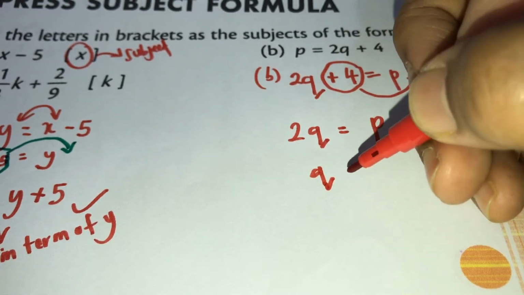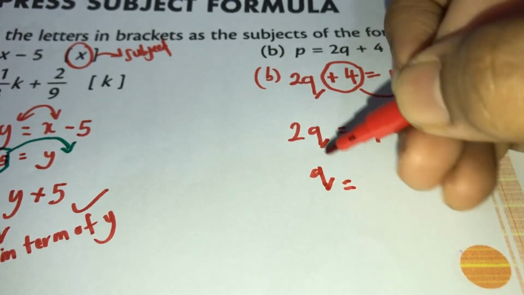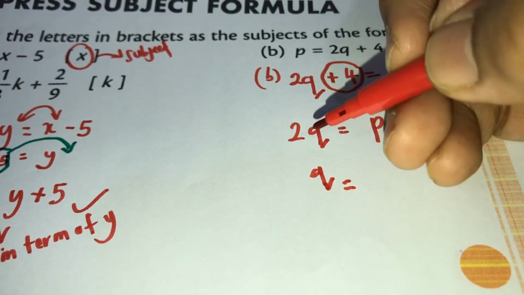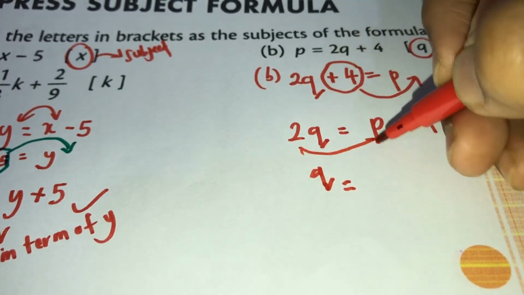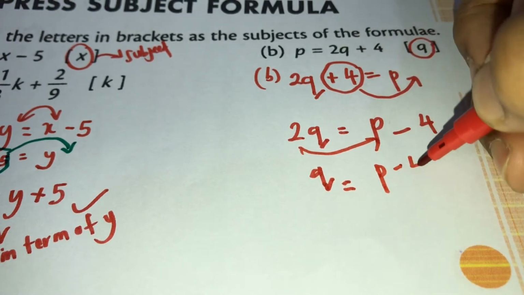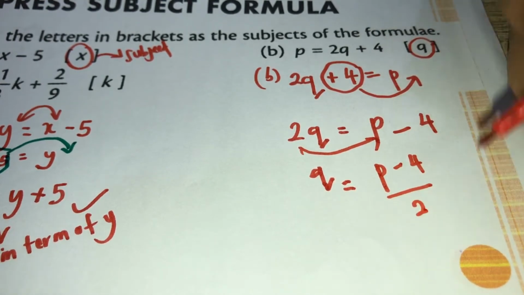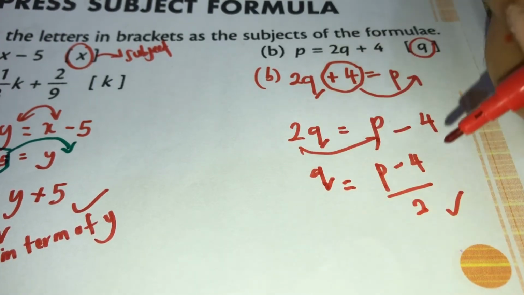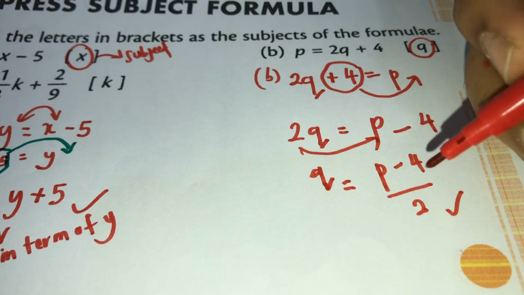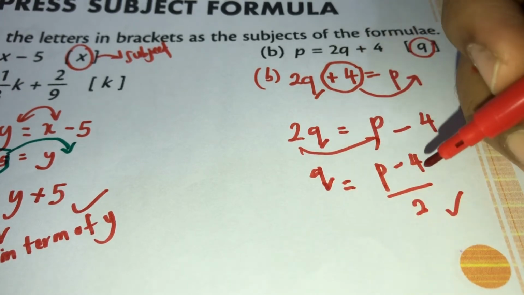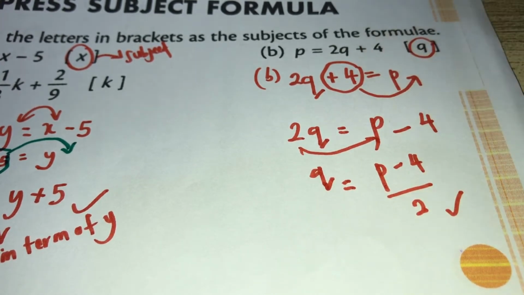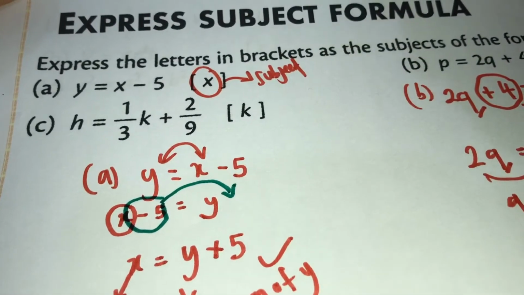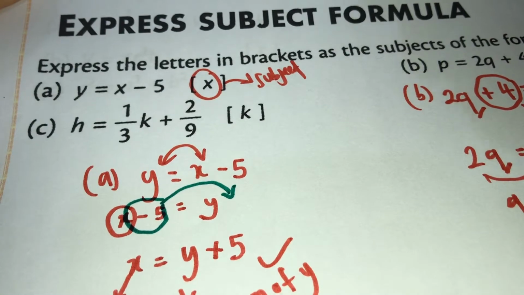So Q equal to, this one 2 times Q gives 2Q. When you move 2 to the right, it becomes divide. Q equals P minus 4, divided by 2. Then finish. So Q is the subject of formula in terms of P. You must understand it. Now question C.